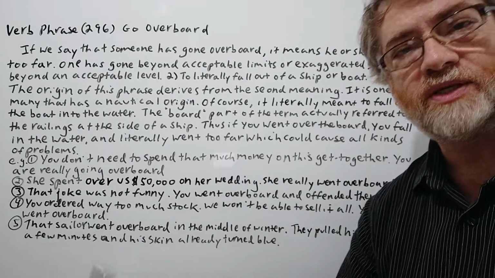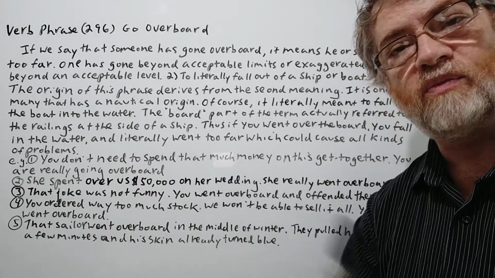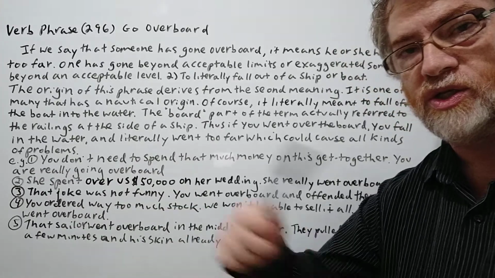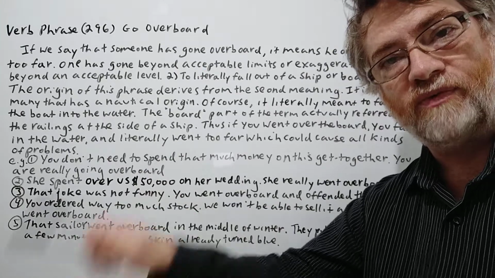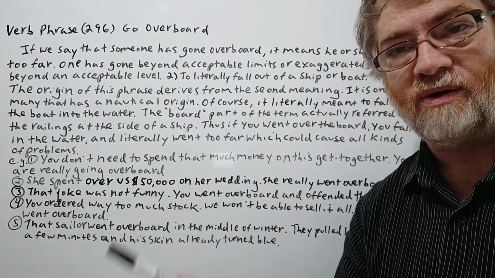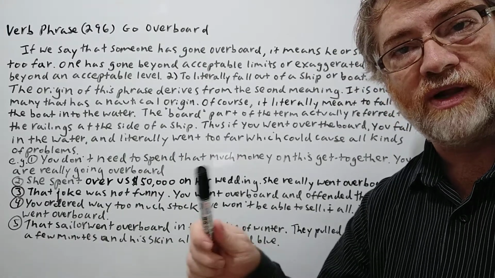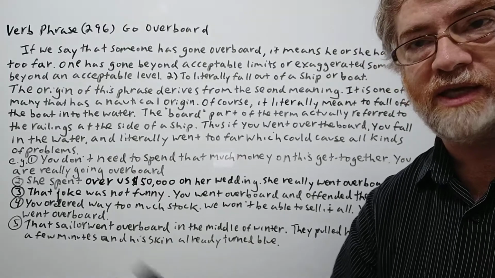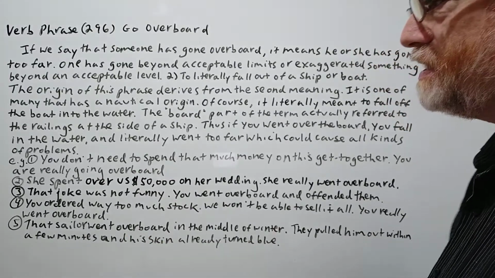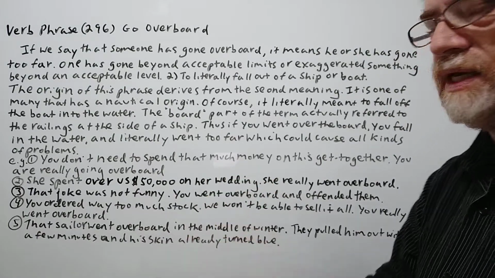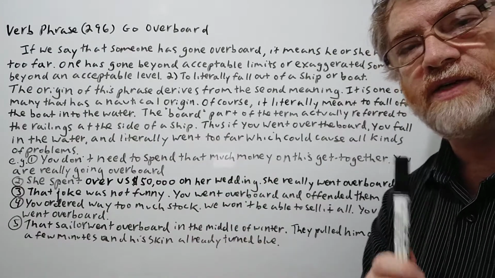which could cause all kinds of problems. So that's exactly what we mean when we say something is overboard. It's too far. If you fall in the water, you went too far. That's basically the whole idea. If you just fall over, it could just mean that you fall on the ground. Doesn't mean you fell overboard.